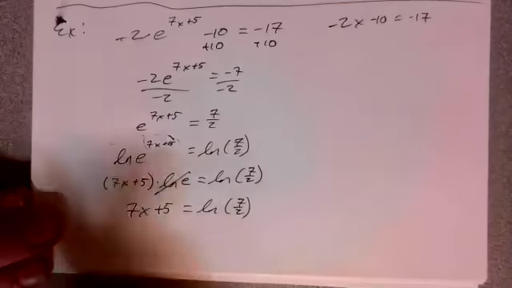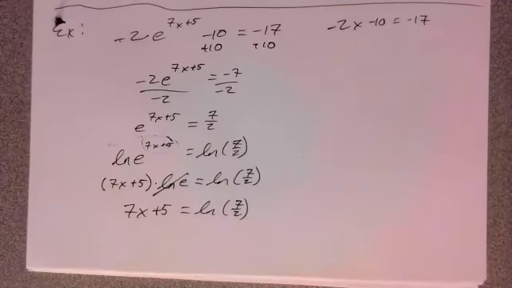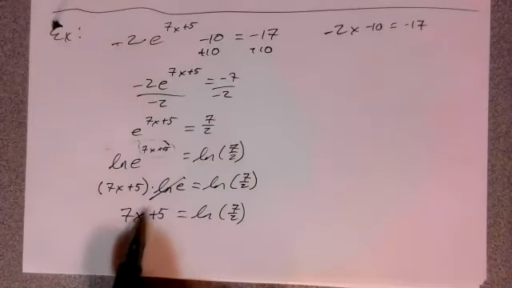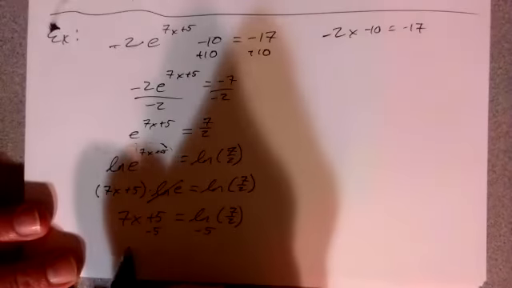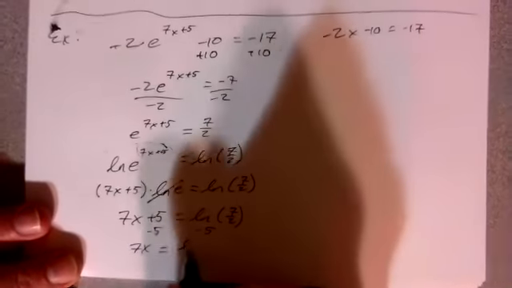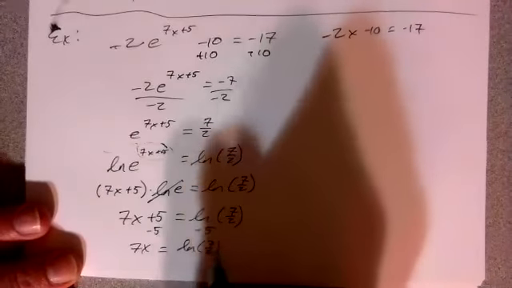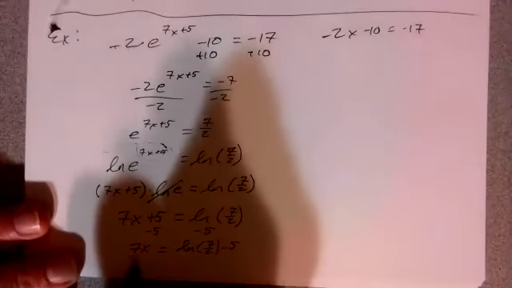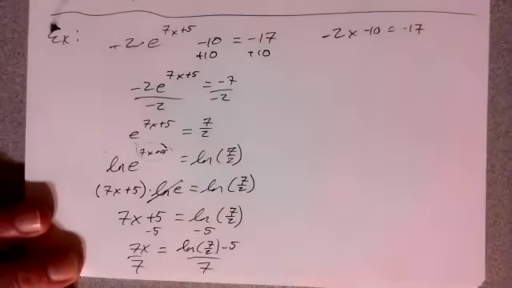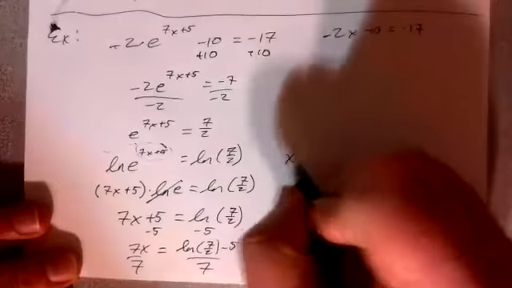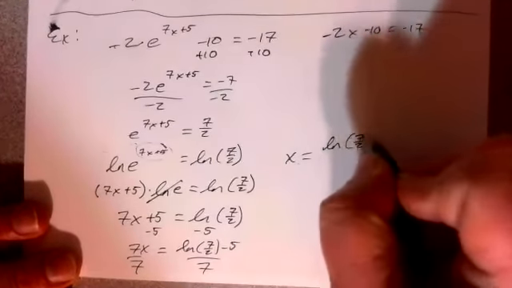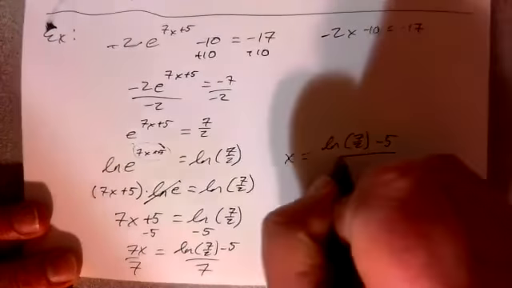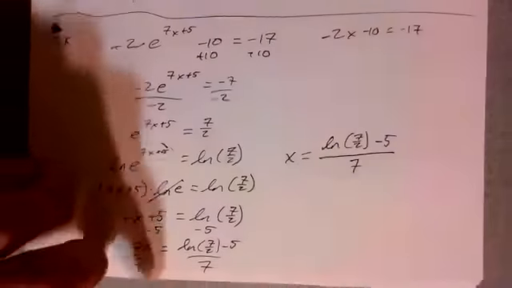The log of a number is a number. Treat it like a number. So 7x plus 5 equals a number. We're trying to get x by itself, so subtract 5. Now 7x equals the natural log of 7/2 minus 5. Divide by 7. Now x all alone equals the natural log of 7/2 minus 5, all over 7.